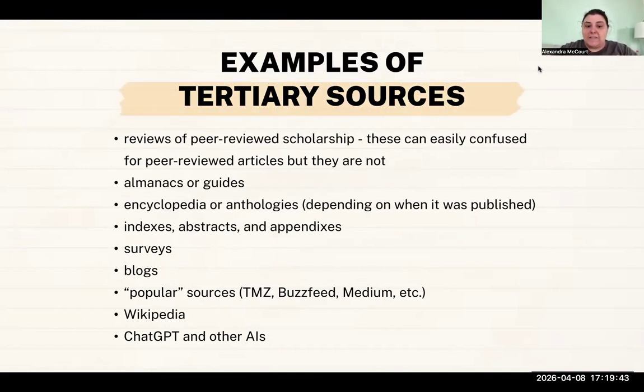Any sort of indexes or abstracts or appendices. A lot of times what I've seen students do is they'll find a secondary source, but they'll only reference the abstract, not the paper itself. The abstract is just a quick summary of what the actual article is about. So referencing the abstract is tertiary, but referencing the article itself is secondary.